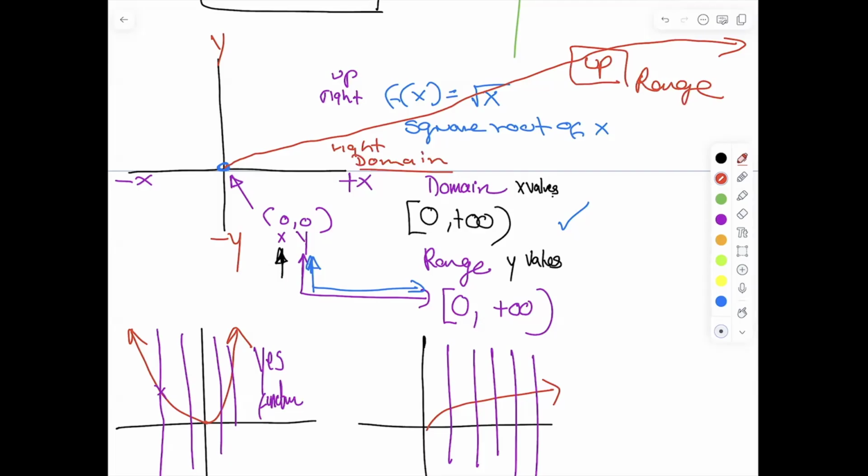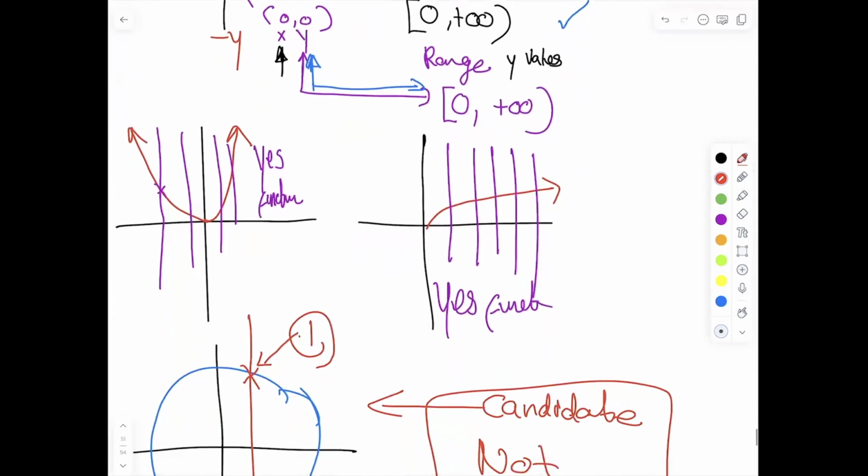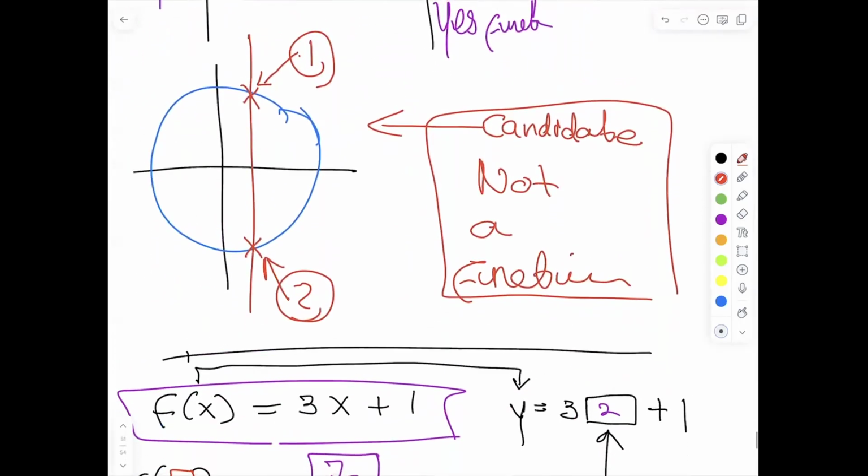Okay? And this is why the domain is 0 to the right for x values. And the range is 0 for y, going all the way up for y values. Okay? So then I said, well, how do you know if this is a function or not? Well, you got to pass it through the vertical line test. So you do the vertical line test for all of them. If you pass and you hit the x value once, then it's a function.